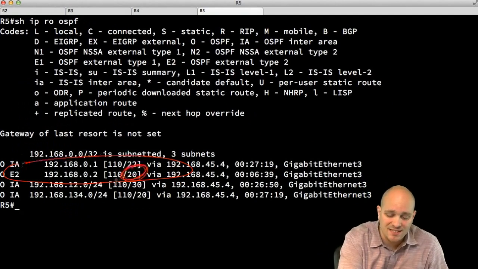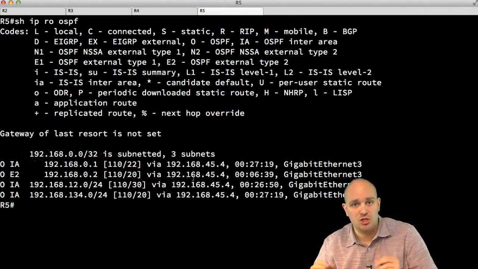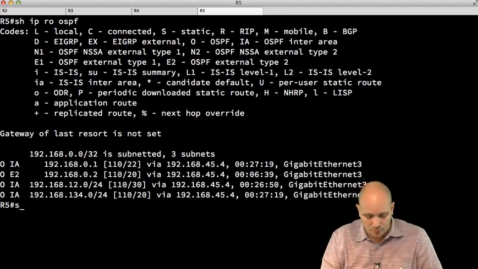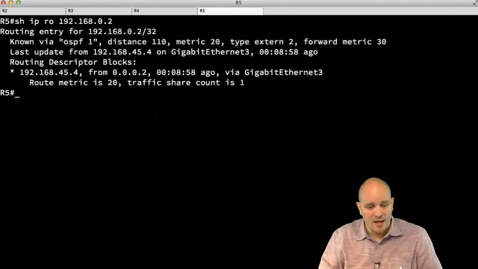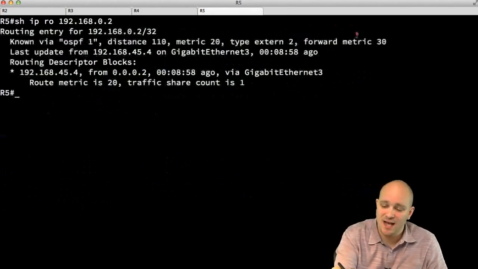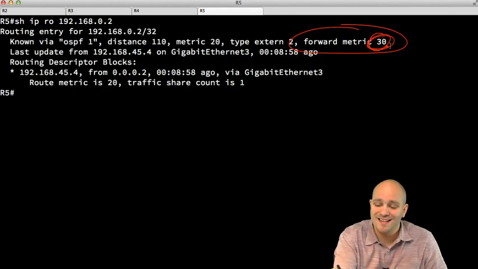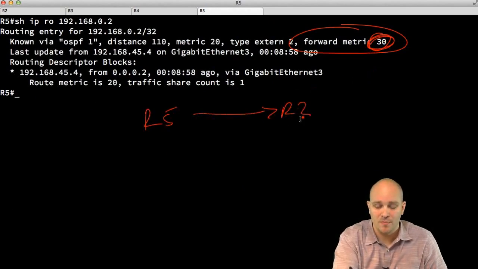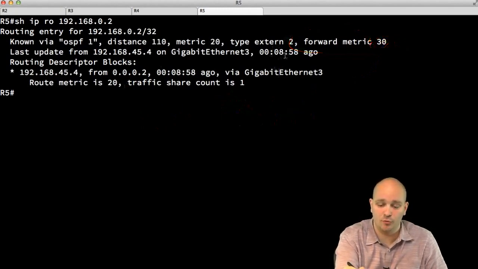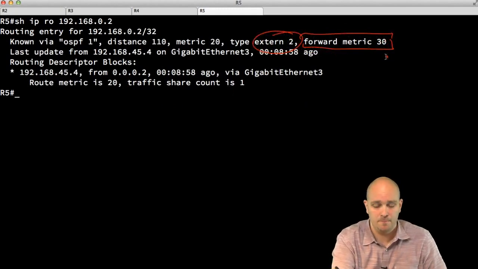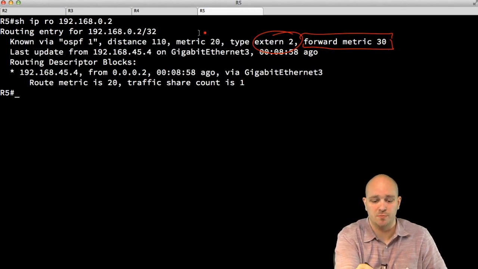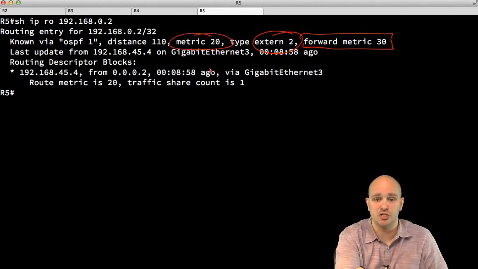So we cannot see what is the internal cost to reach the ASBR with this output, but what we can do is show IP route 192.168.0.2. If I take a look at this output here, the forward metric is the cost from R5 to reach R2. This is the internal cost. For external type 2s, the forward metric will be shown separately from the external cost, because external cost is what matters more.